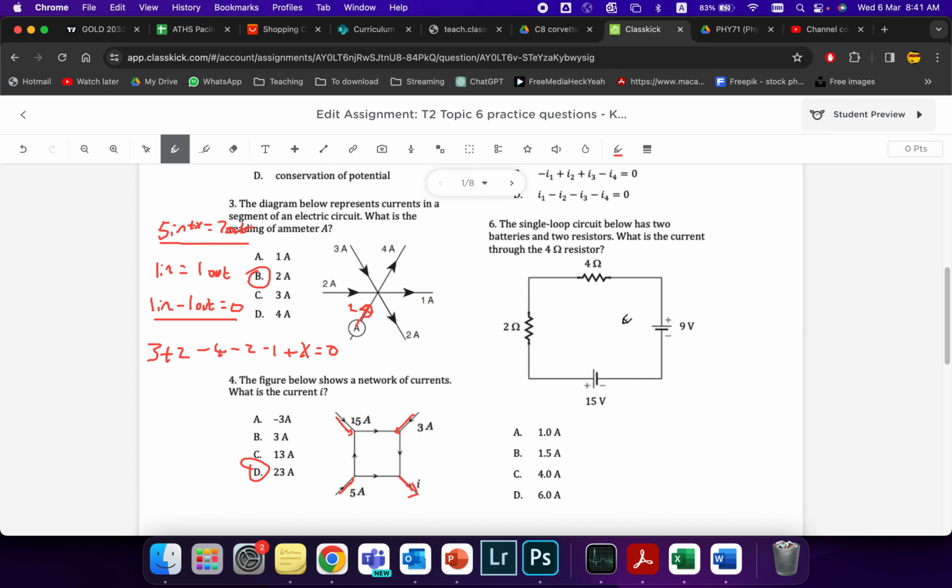According to this single loop circuit, finding the current through the 4 ohm resistor, you could just use Ohm's law. The only thing you need to be careful about is the voltages. Are they in the same direction or are they in opposite directions? So this is why we're going to use Kirchhoff's loop rule, KVL, Kirchhoff's voltage law.